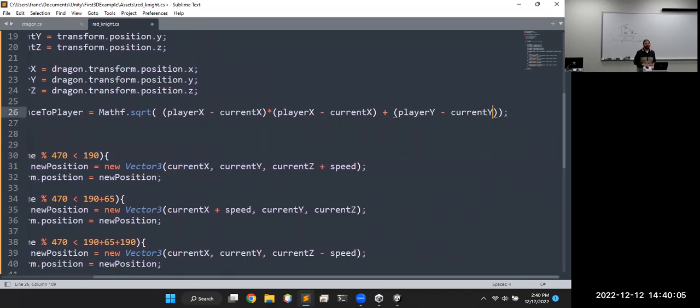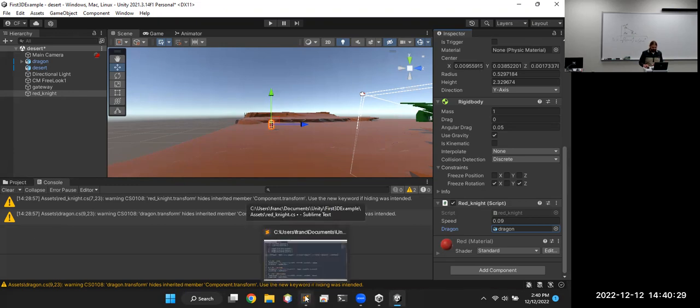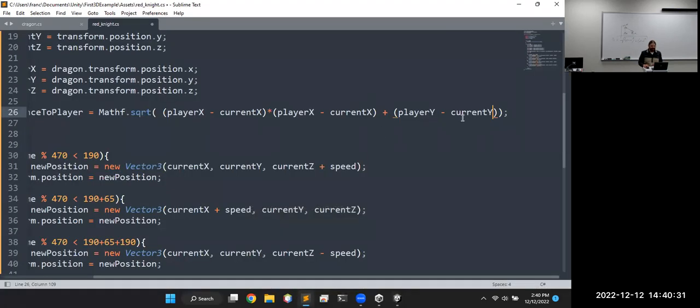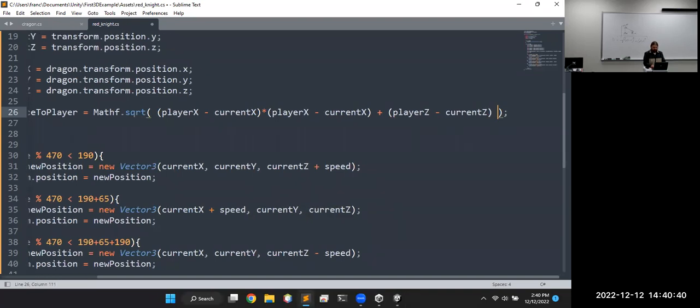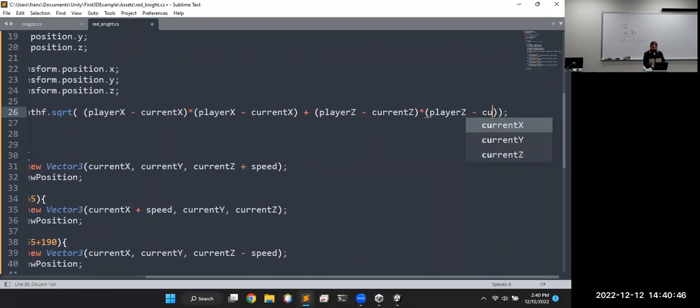Oh, wait, it's not y we need, is it? Double check. I'm in the habit of writing x and y for math class, but y is our vertical direction in Unity. And we don't care about elevation here. We just want to know the horizontal distance to it. Because there's lots of different elevations in our world, and both our character and the enemy are perfectly capable of walking up a hill. So we need the z. And that is something you'll want to pay close attention to every single time. Player z minus current z.